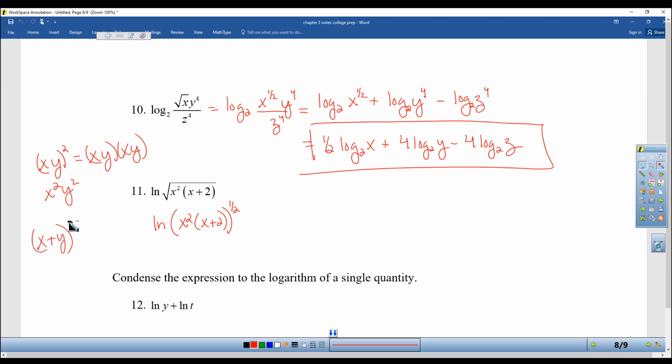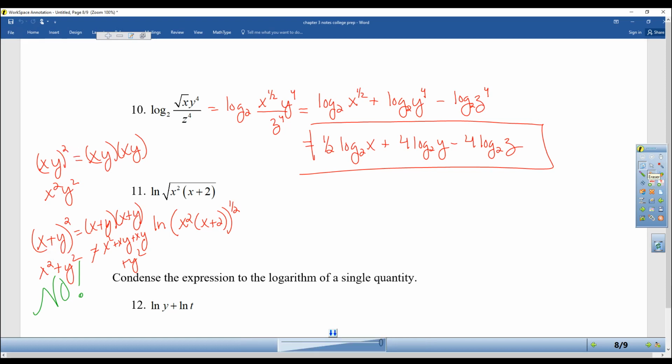Where people go wrong is they have this, and they write x squared plus y squared. This is a big no. But the reason is because unlike this one, that when you actually did the multiplication out, it worked. This one, if you actually do the multiplication out, you're going to get x squared plus xy plus xy plus y squared, which is not equal to x squared plus y squared. So you can distribute an exponent if things are being multiplied. You cannot distribute an exponent if they're being added. So keep those 2 things in mind.